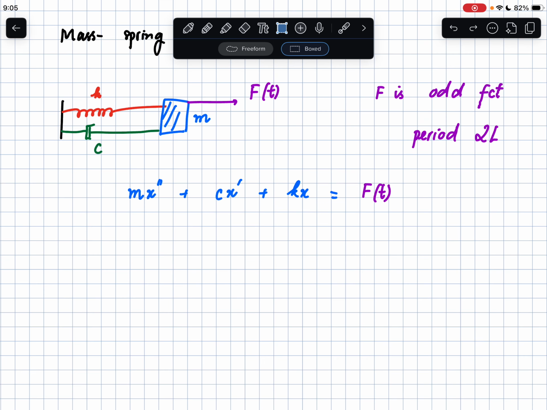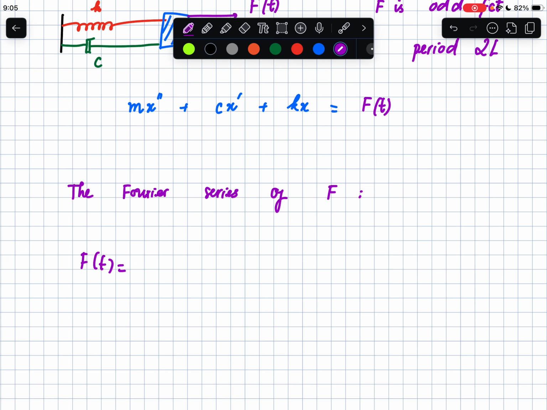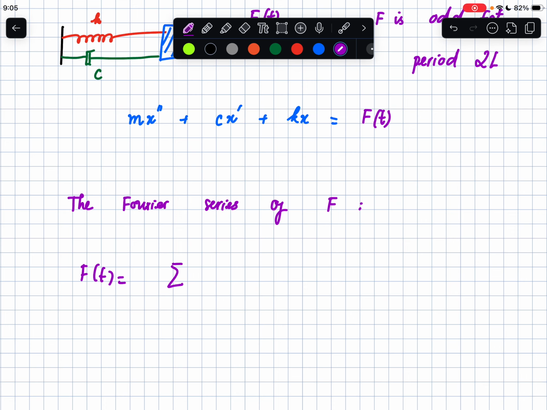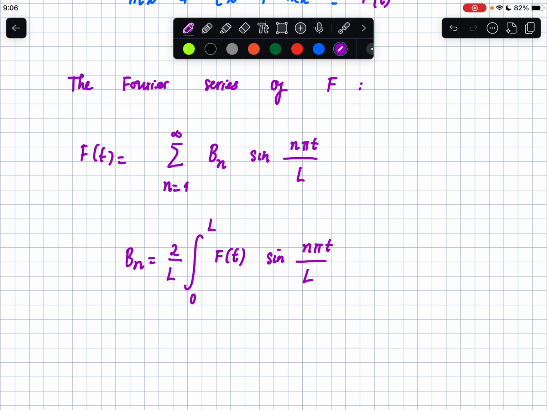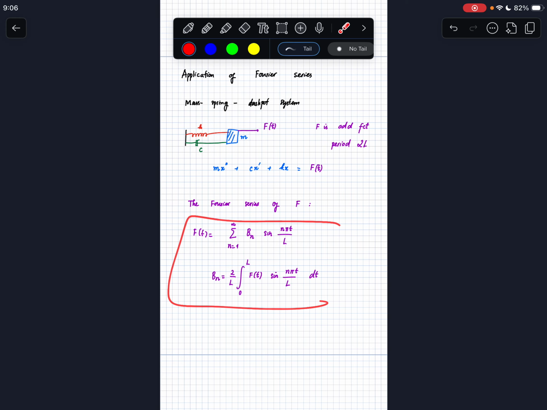Now we write down the Fourier series of f. f(t) equals, because f is odd, a summation with only sine terms, b_n sin(nπt/L), n from 1 to infinity. b_n can be determined: it is 2/L, integral from 0 to L, f(t) sin(nπt/L) dt. This we can compute explicitly. And we need to solve this equal to f(t).